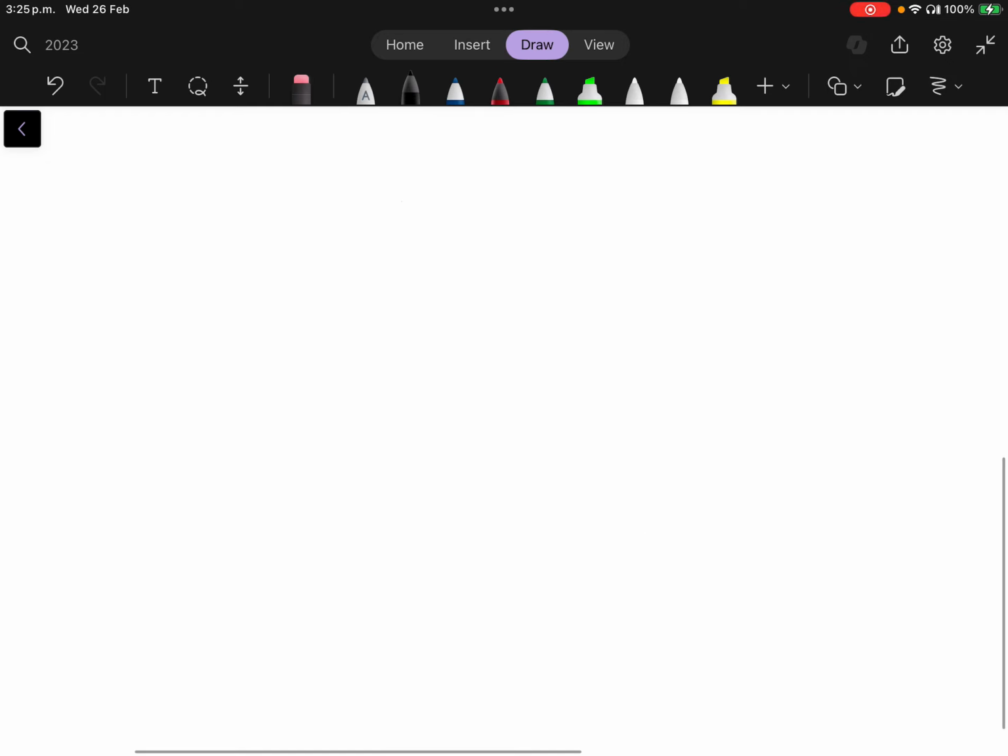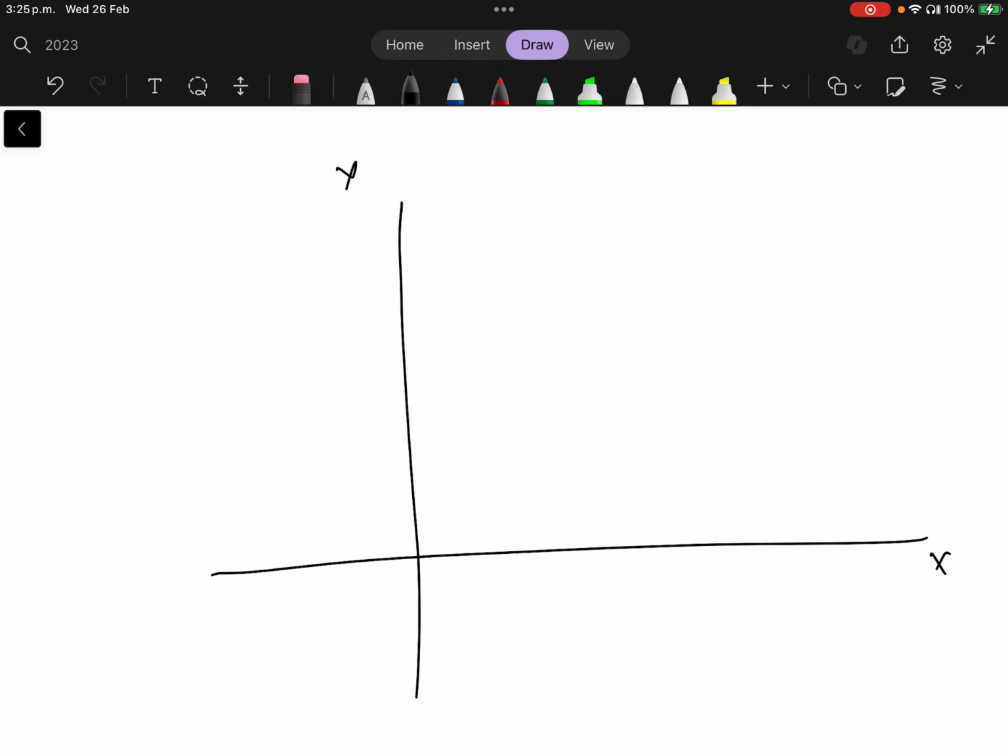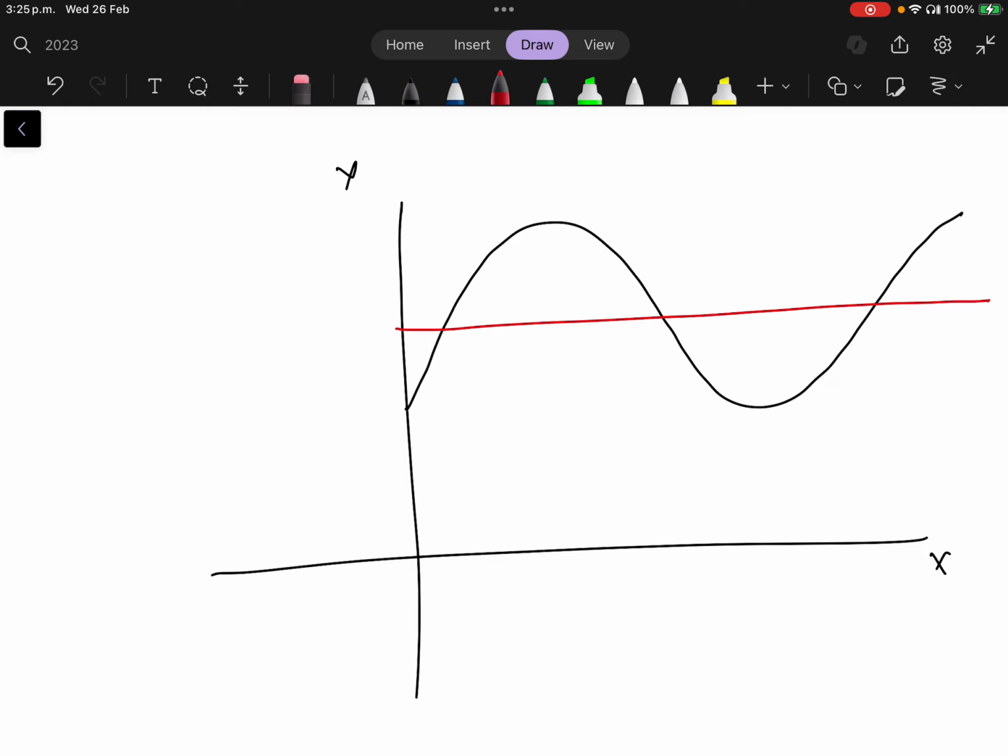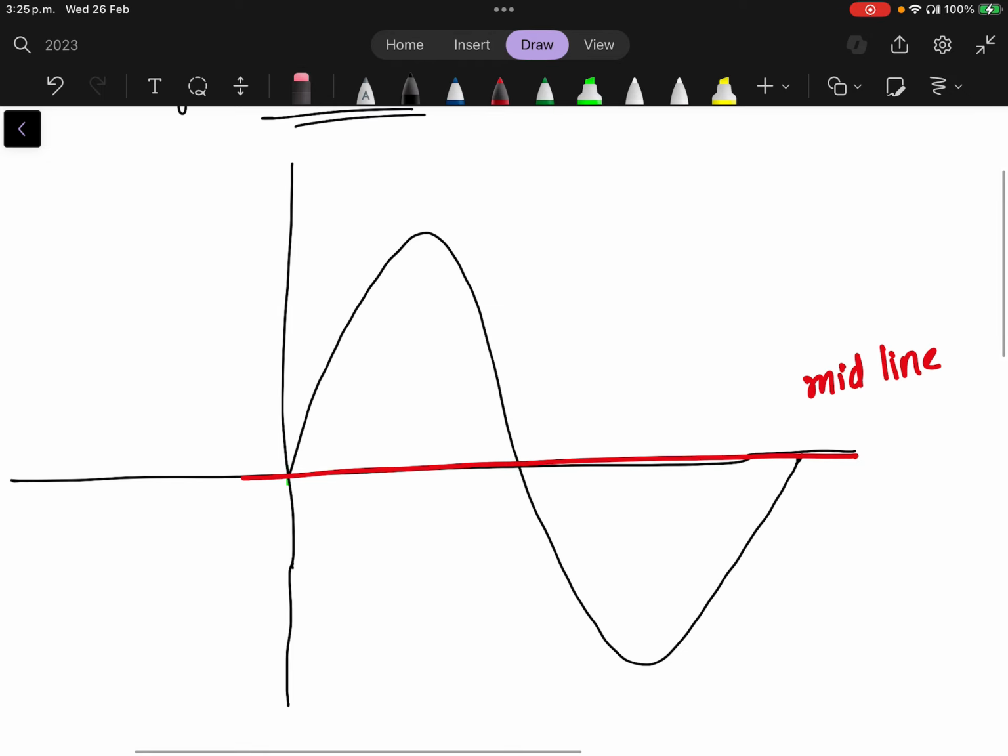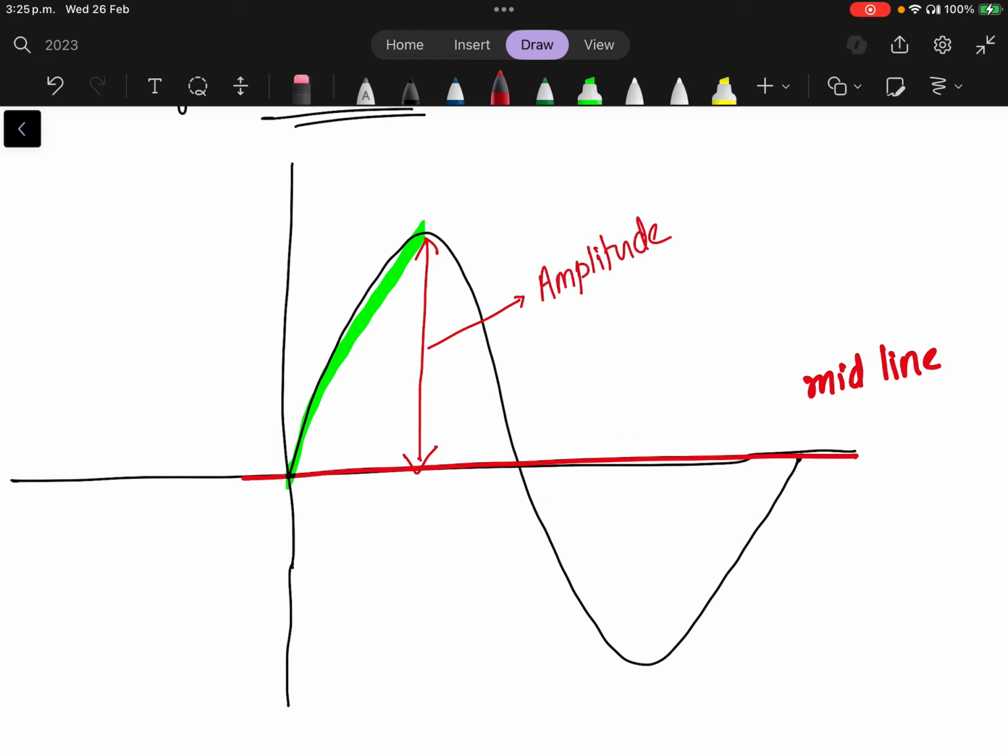Suppose you have a graph like this, and this is the x-axis, this is the y-axis, and the graph is going like this, the midline will be somewhere here. This is one important thing which you need to understand. The second thing is, from the midline, the graph goes from the lowest point to the highest point. The distance from the midline to the topmost point, the maximum value of the graph, is called the amplitude. So there are two concepts here. First is the midline, second one is the amplitude.